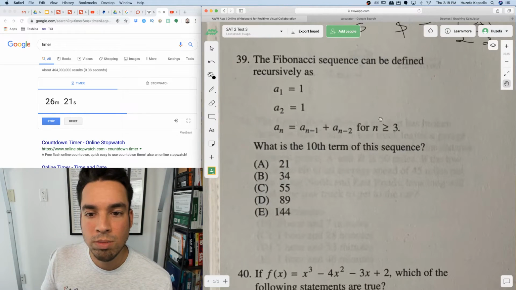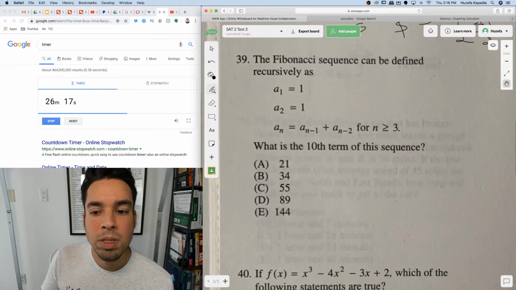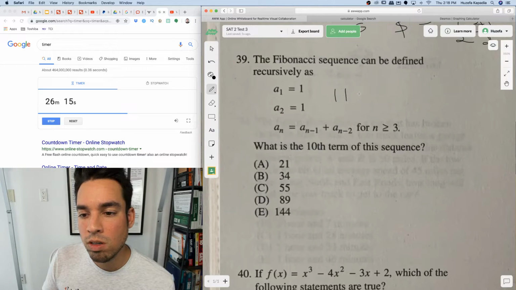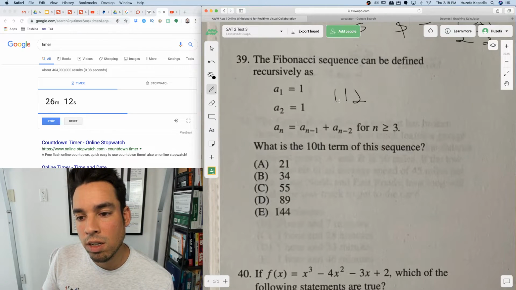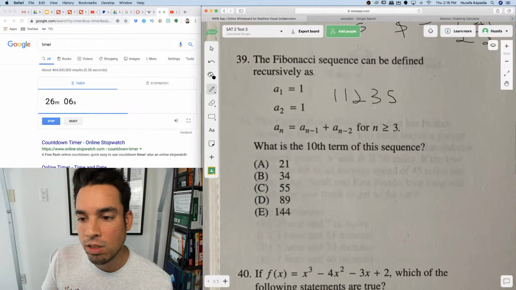The Fibonacci sequence can be defined recursively as this, this, and then it's this plus this. Yeah, so the Fibonacci sequence is 1, 1, 2. Let's just do it. And then the next one is 3. It's the sum of these two. The next one is the sum of those two, 5. So we'll just find the 10th term like this. The next one is 8.